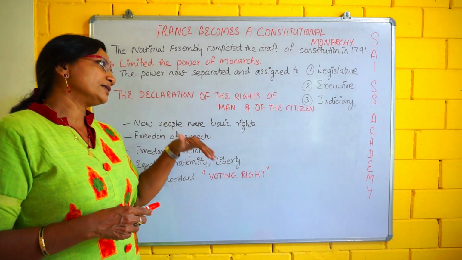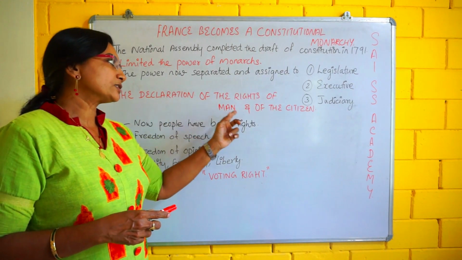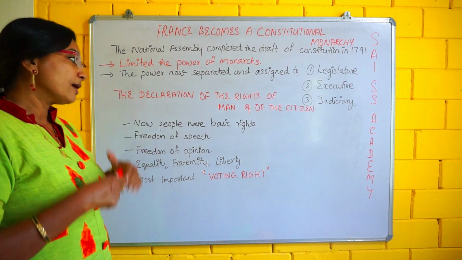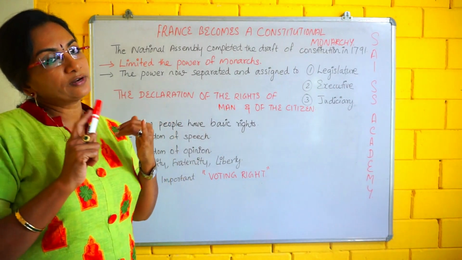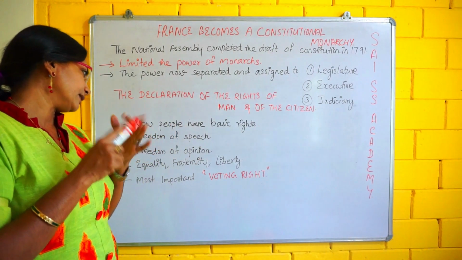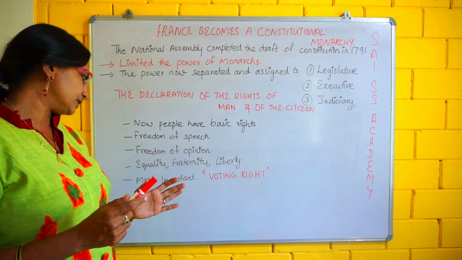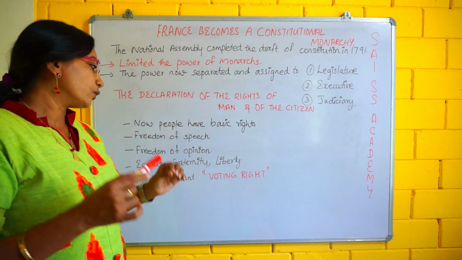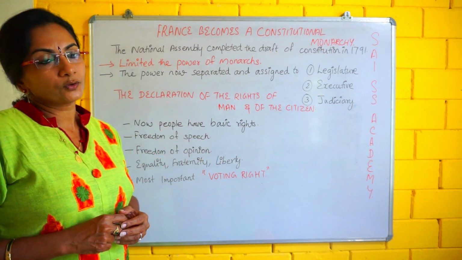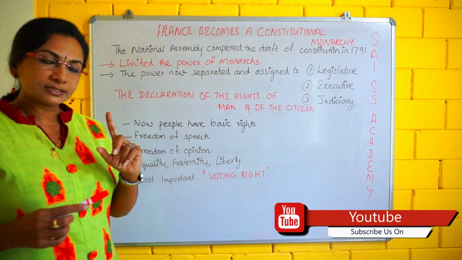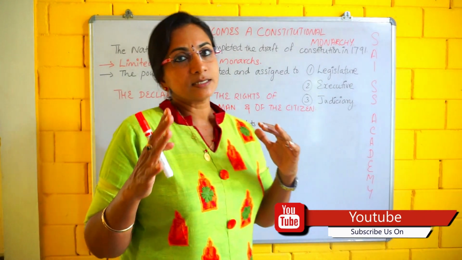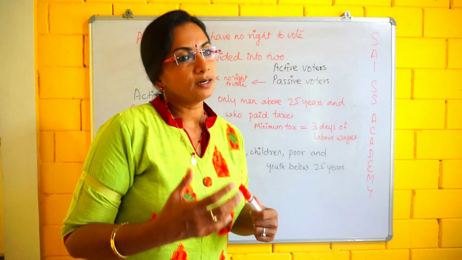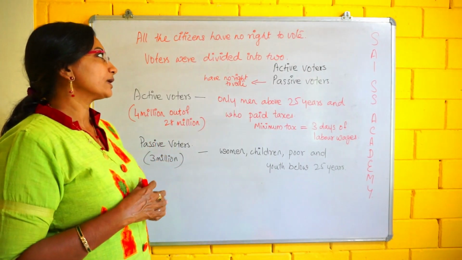So, look, what was the next step? The Declaration of the Rights of Man and of the Citizen. Now the people of France have many basic rights. They have the freedom of speech, liberty, equality, fraternity, and the most important thing we have to note is that now the voting right came. But children, you have to think that all the citizens don't have the vote. In France, the voting system came, but not all citizens had the right to vote.